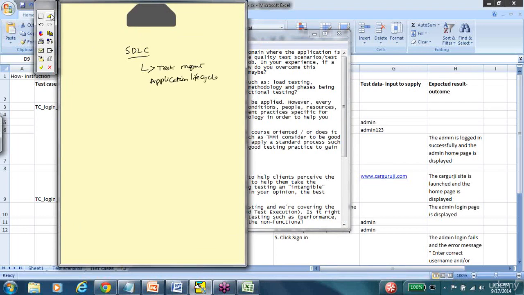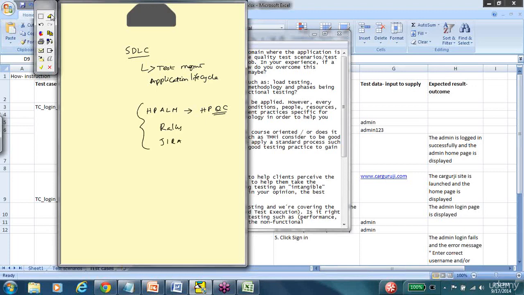To give you examples, there's all kinds of them. There's HP ALM, which is HP's application lifecycle management tool, which used to be HP Quality Center earlier. And then there are tools like Rally, Jira, and all of these which help us with the test management process.